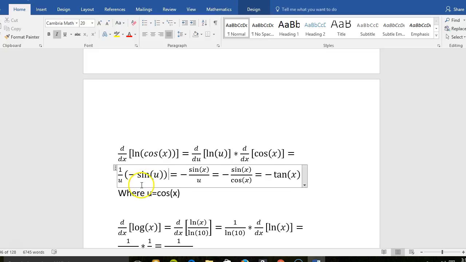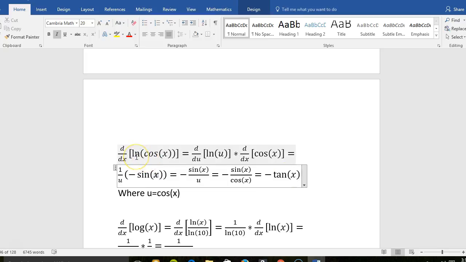There we go. Okay, so we got 1 over u times the negative sine of x. I'm getting all lopsided here. The derivative of the cosine of x with respect to x is the negative sine of x. Okay, you can just take the negative out to the side. That's sine x over u. So that's negative sine x over cosine x. That's negative tan x. Yeah, that's pretty cool.